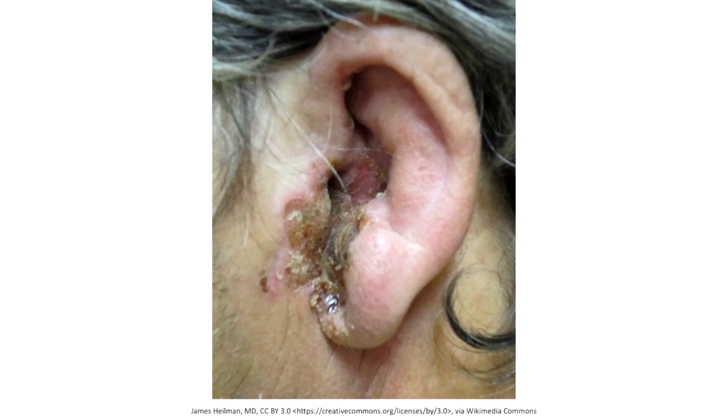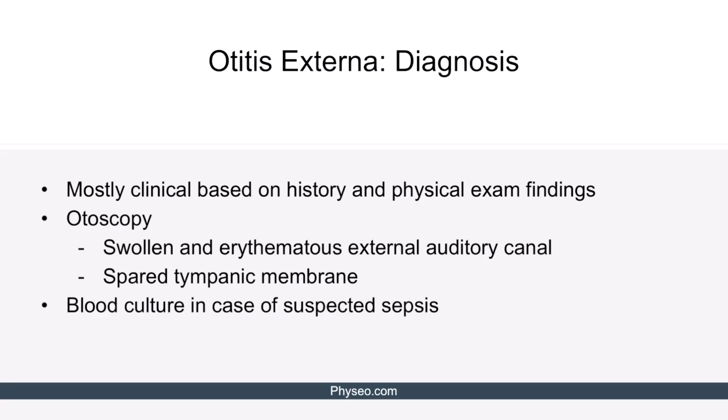Here you see what otitis externa looks like. You can appreciate this erythematous and swollen pinna with exudate, indicating soft tissue infection and inflammation. The diagnosis of otitis externa is mostly clinical, based on the patient's history and physical exam findings. Otoscopy typically shows the swollen and erythematous external auditory canal. Importantly, the tympanic membrane is spared.